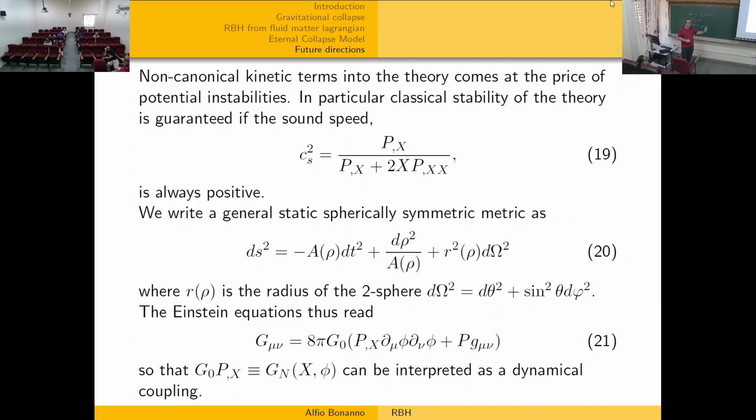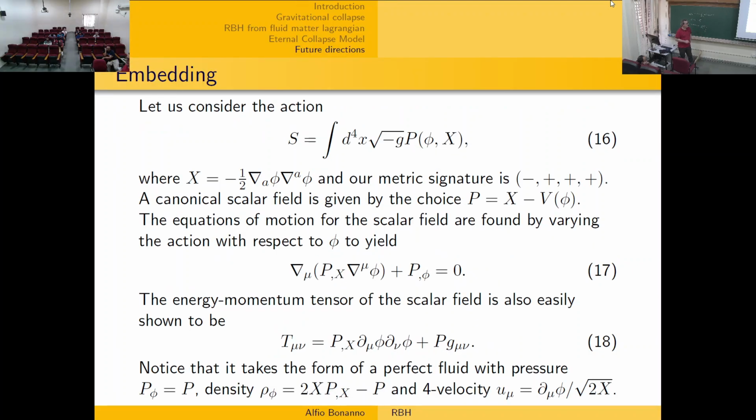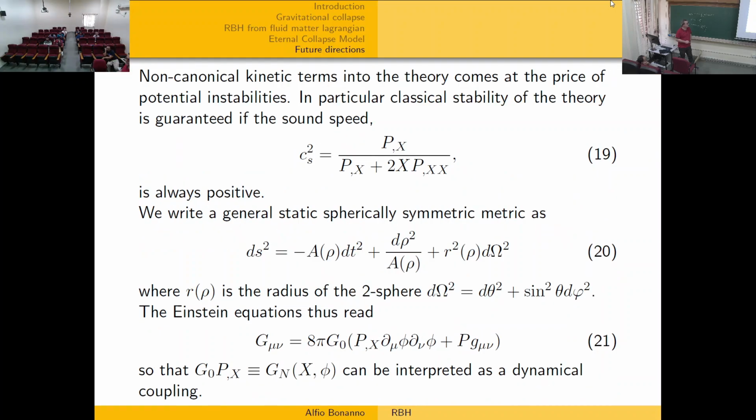Now let's go back to the static problem, and consider this general Lagrangian. You write a general static spherically symmetric metric in this way, where R is the radius of the two-sphere. The Einstein equation reads this way. And now you can imagine that the new effective Newton constant is given by this quantity. It's basically G0 P comma X, where P is your Lagrangian.